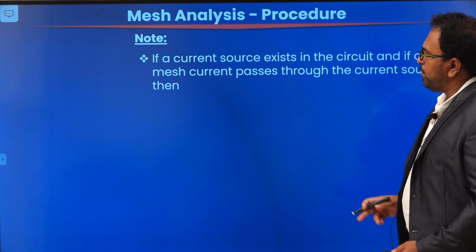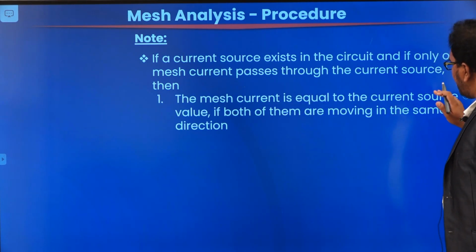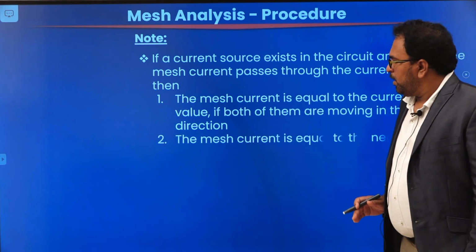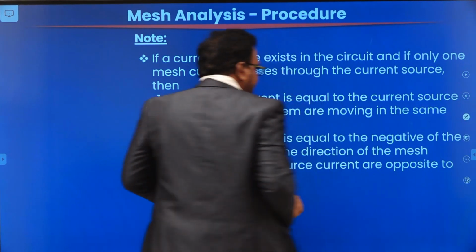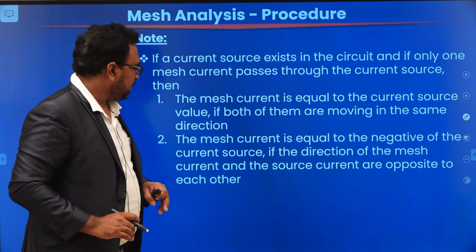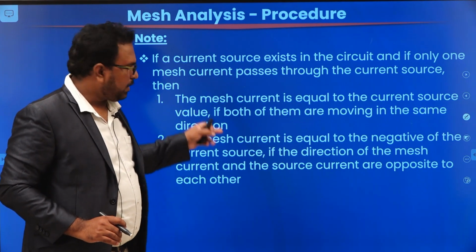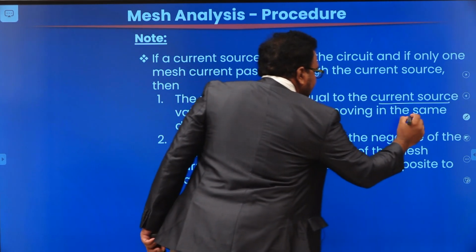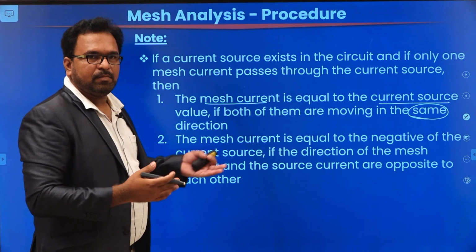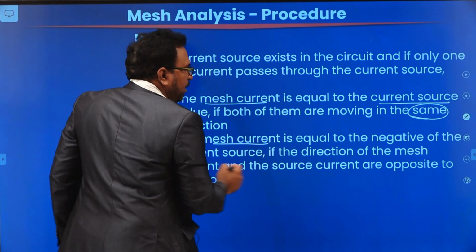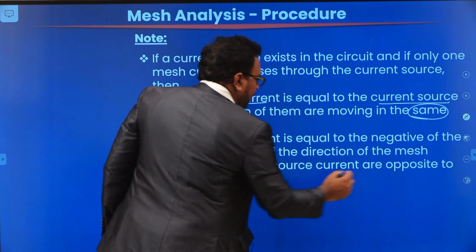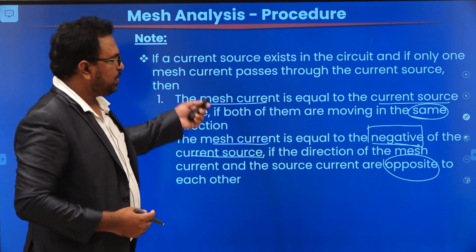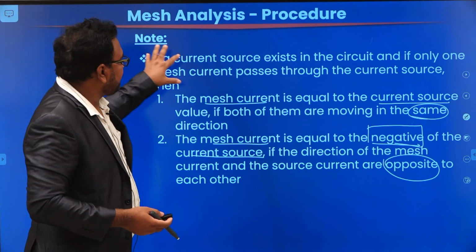Okay. So that's what I told. The mesh current is equal to the current source value if both of them are moving in the same direction. The mesh current is equal to the negative of the current source if the direction of the mesh current and the source current are opposite to each other. That's what I have told you. If the mesh current and current source value are moving in the same direction, then you are going to choose the positive value. If the mesh current and the current value are opposite, then you are going to choose the negative value. So this is how you calculate the mesh currents when there is a current source involved.